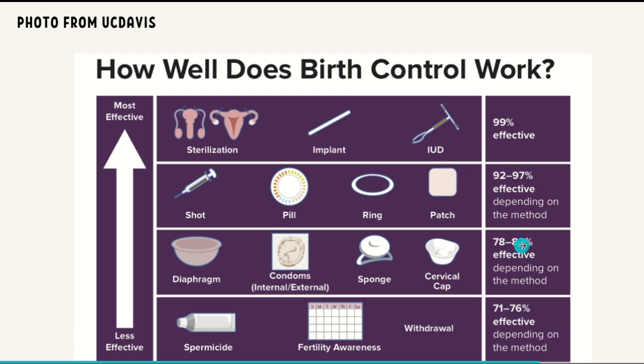And then this next round is 78 to 82% effective, depending on the method. So you have the cervical cap, the sponge, then the condom, that one is external, and then you have the diaphragm, and this would actually go inside of the vagina. And then at 92 to 97% effective, you have the patch, the ring, the pill, and you also have the shot.